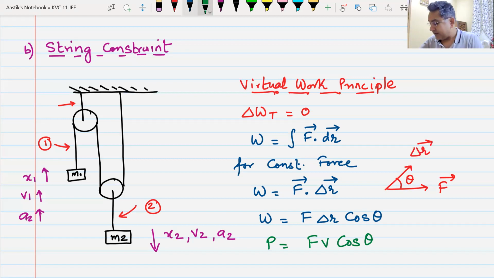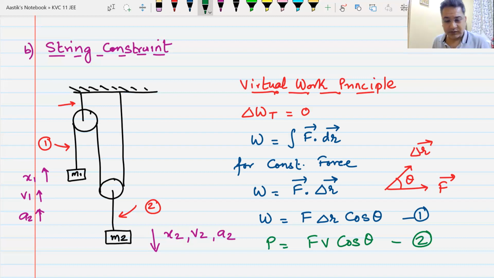So either we can use equation number 1 or equation number 2 to find out what we are supposed to find out. We are supposed to find out the relation between x1 and x2, v1 and v2, or a1 and a2. Now what we are going to do is use this virtual work principle. Work done by tension is going to be 0.